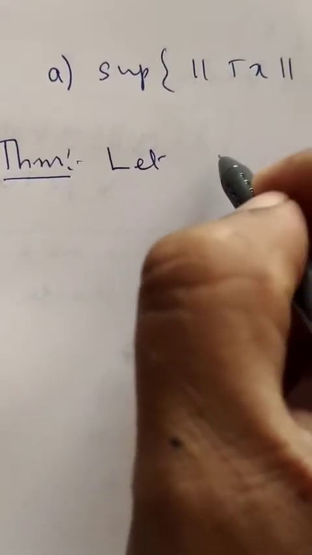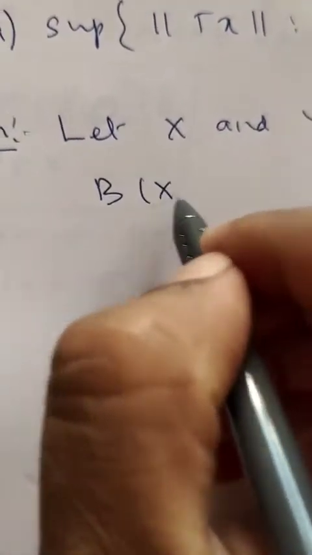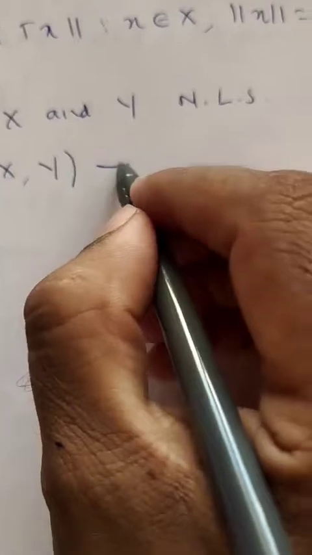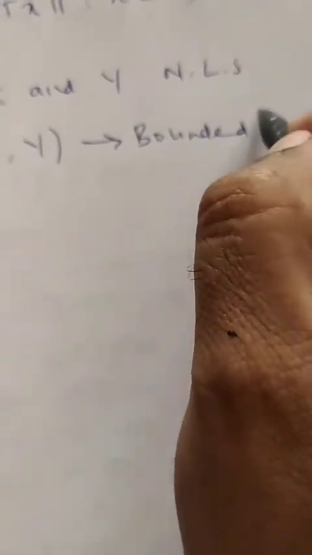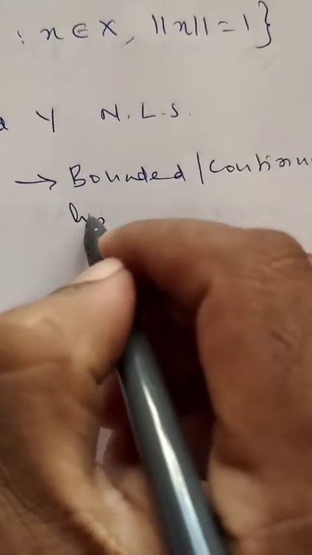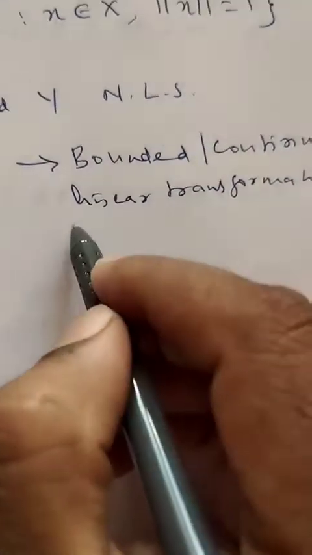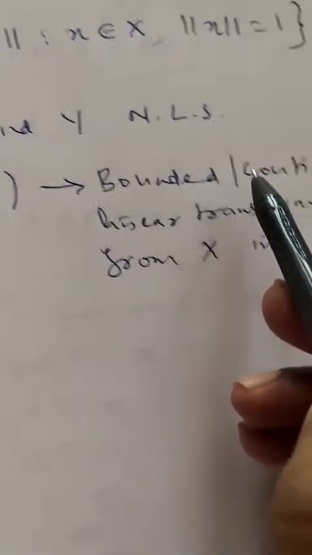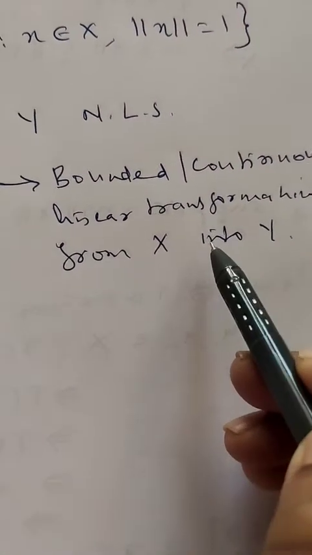Now let's come back to one of the important theorems of this session. Let X and Y be any two normed linear spaces, and let B of X, Y denote the set of all bounded or continuous, one and the same, linear transformations from X into Y. So B of X, Y denotes the set of all bounded continuous linear transformations from X into Y.